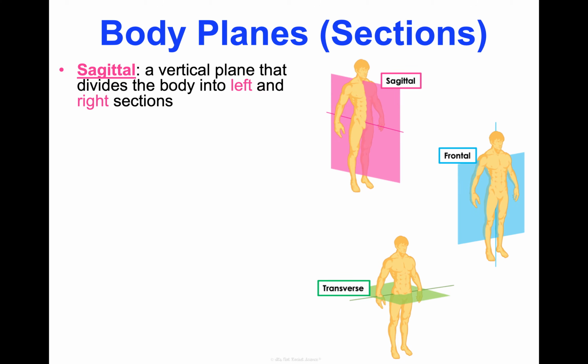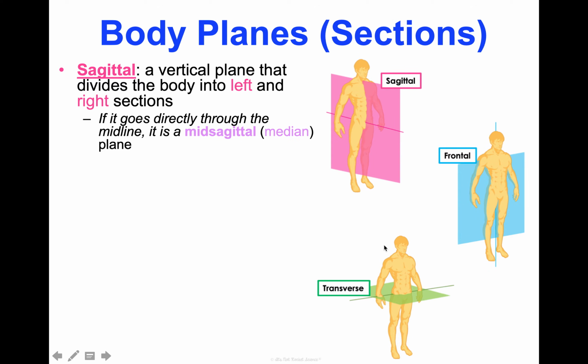Sagittal is a vertical plane, and it would cut right here, and it divides the body into right and left sections. If it's going right through your midline, we would say it's a mid-sagittal plane or a median plane. Whereas if it's cutting off the midline, like maybe over his nipple or something, we would say it's a parasagittal plane.